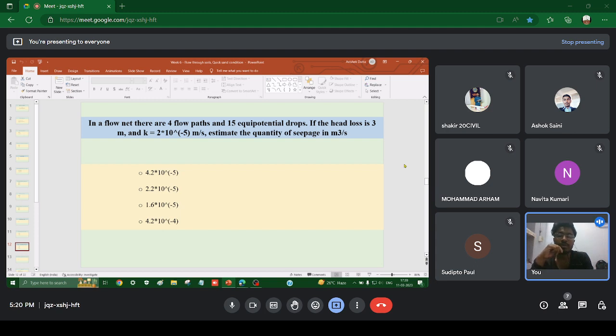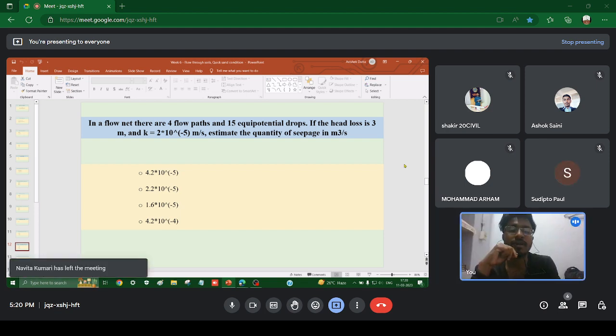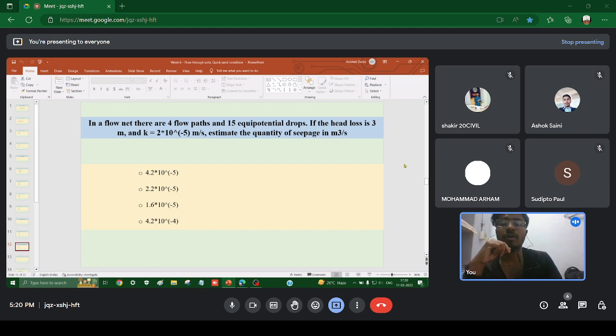I'll repeat the question. In a flow net, there are 4 flow paths and 15 equipotential drops. If the head loss is 3 meter and k equal to 2 × 10⁻⁵ meter per second, estimate the quantity of seepage in meter cube per second. Your options are 4.2 × 10⁻⁵, 2.2 × 10⁻⁵, 1.6 × 10⁻⁵ and 4.2 × 10⁻⁴.